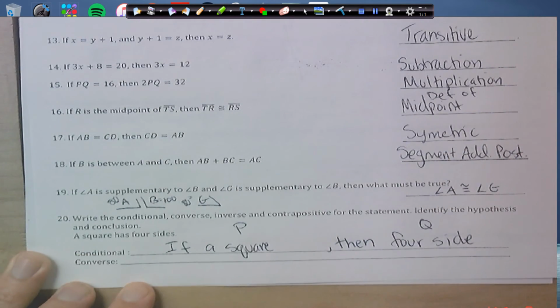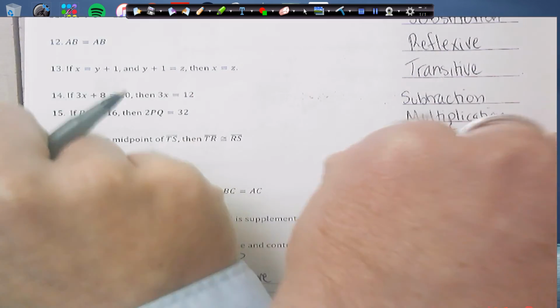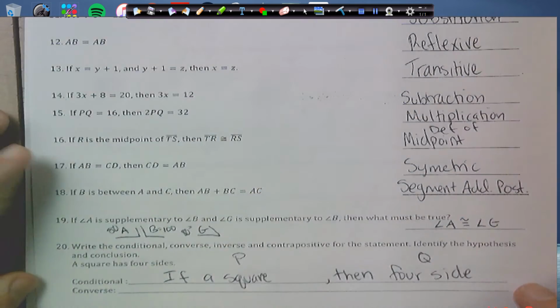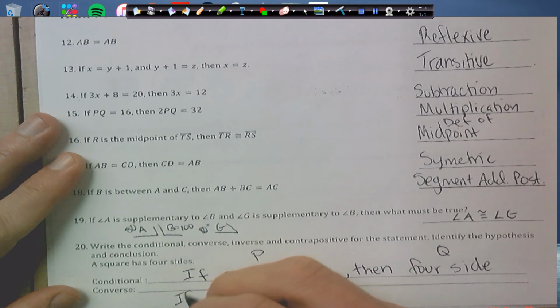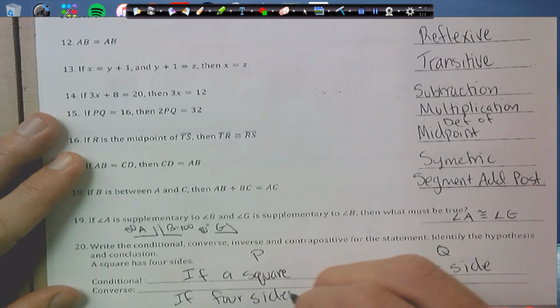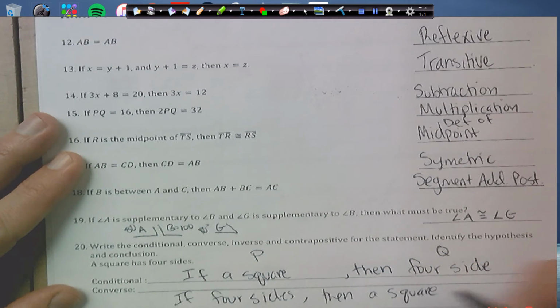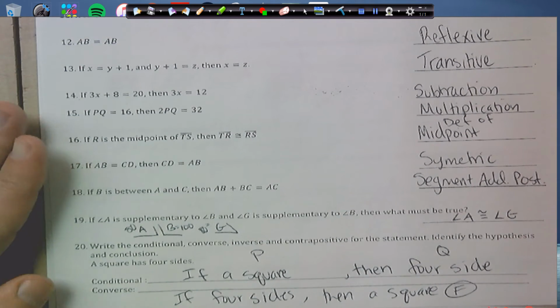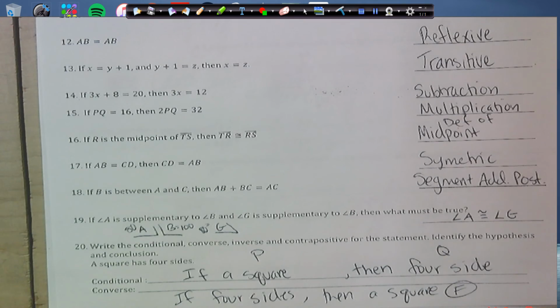The converse is when I take my statement like this, and I just flip it. So this is going to become 4 sides. So if 4 sides, then a square. And is that true? That would be a false statement. It could be a lot of things. It could be a rectangle, it could be a rhombus, it could be a trapezoid.